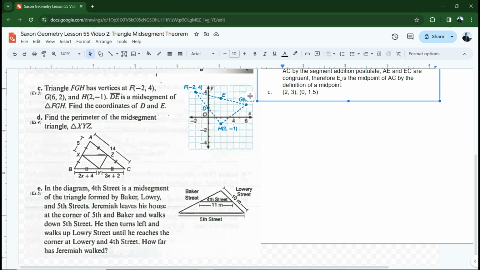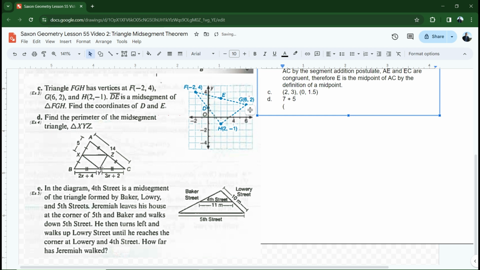Letter D, find the perimeter of the midsegment triangle. Now for this one, we have to just pull out all the stops and use all of our tricks that we know. For example, I know that if this is a midsegment, it has to be half the length of the opposite side. So the midsegment on XY is going to be half of 14, so it's going to be 7 plus. This midsegment over here is going to be half of whatever this is. This whole side over here is 10, so half of 10 is 5. 7 plus 5. But now we have to figure out the bottom length.